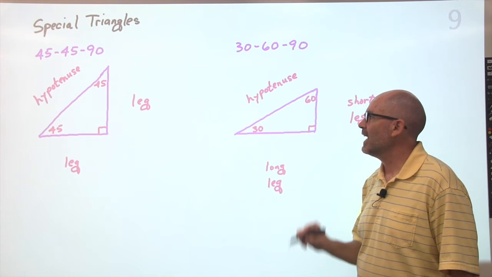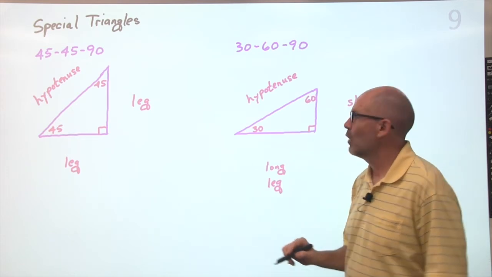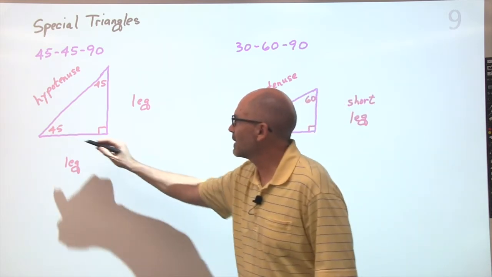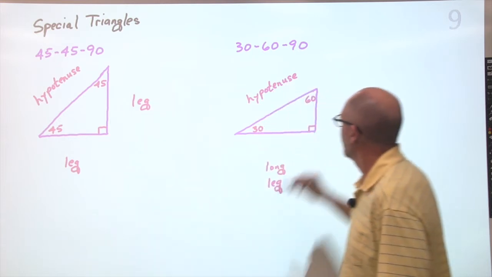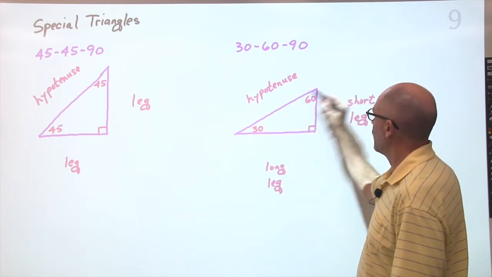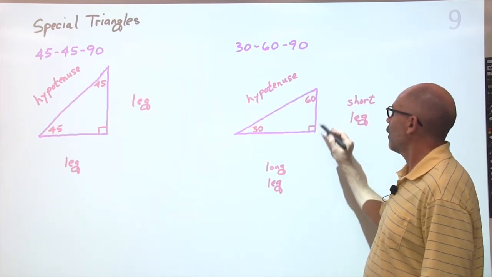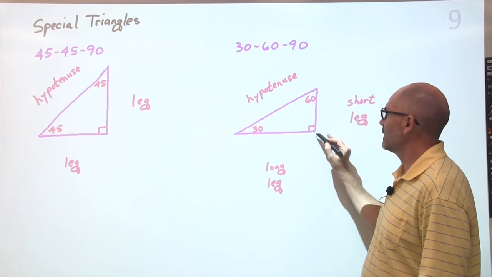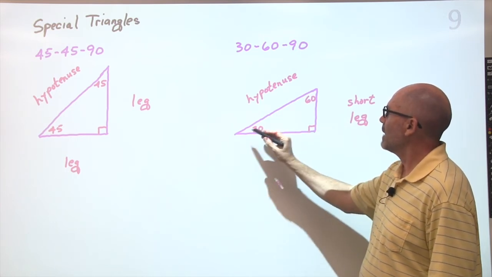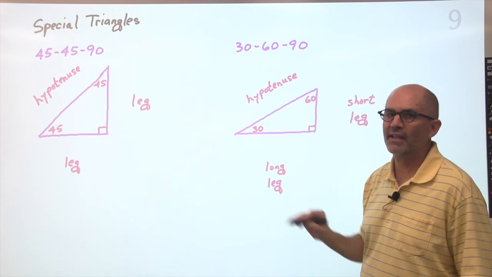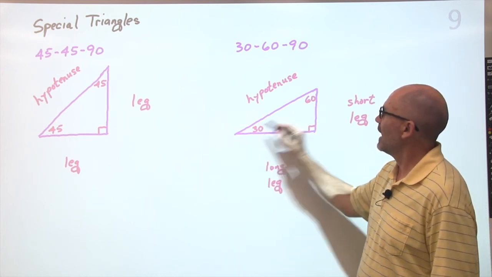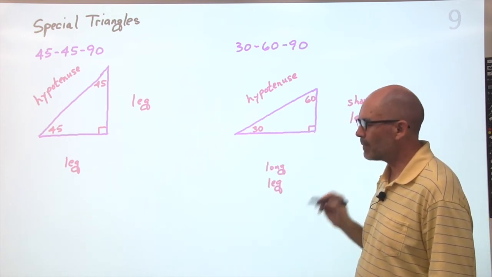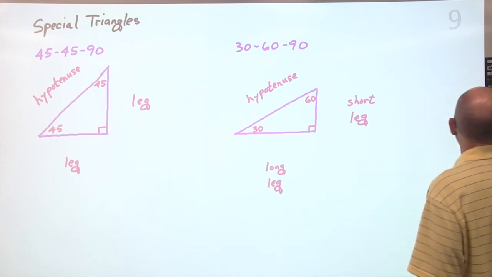Now, in any right triangle, we have two legs and a hypotenuse. Two legs, hypotenuse. The legs are 90 degrees from each other, and the hypotenuse is the longest side that connects the legs.